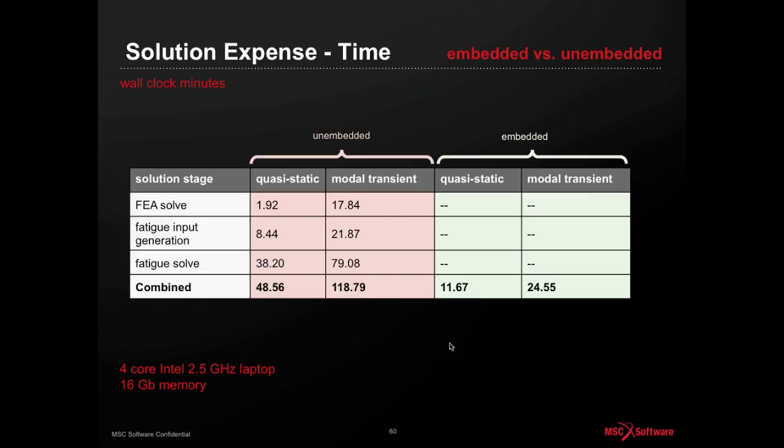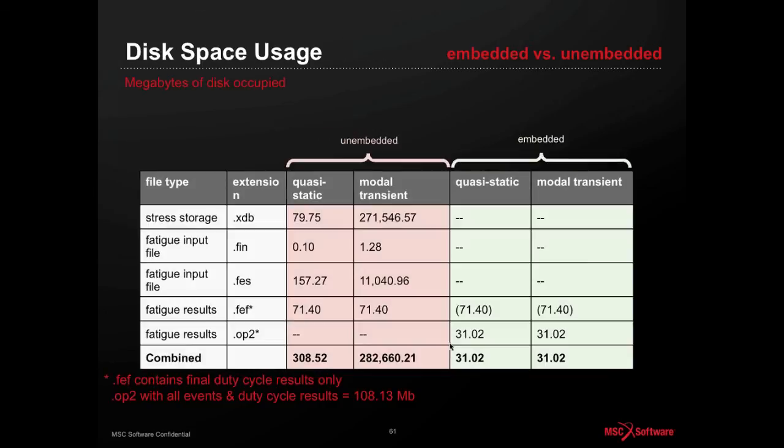But that only tells part of the story, because the next question is, how much time does the user spend managing the intermediate process? There are two parts to that question. How much time does he spend handling files? Here we have an indication of the file sizes required for MSC Fatigue. We need about 282 gigabytes of file space for MSC Fatigue. Nastran Embedded Fatigue took 31 megabytes of space. So a dramatic reduction in the size of the files that were needed.